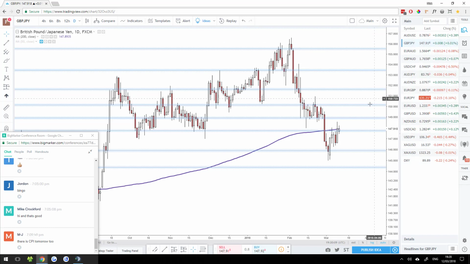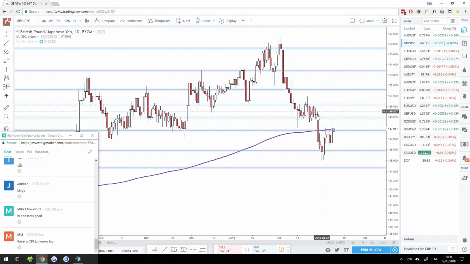GBPJPY is looking pretty decent for a short continuation trade from this resistance area. The resistance area is also lining up with the 200 SMA, which acts as additional resistance. There are a few more advanced things with the 200 SMA, but we're not going to get into them in the analysis, so that's not that important. But yeah, this has potential. We'll discuss this one further on the forum. I think this one has some good potential, despite the stop loss being a bit iffy.